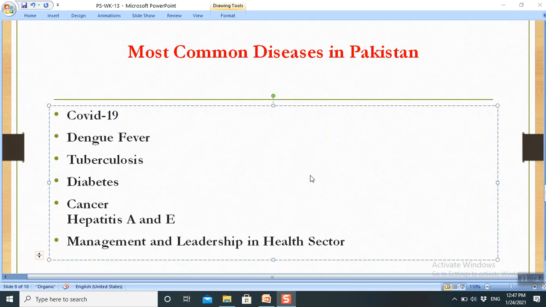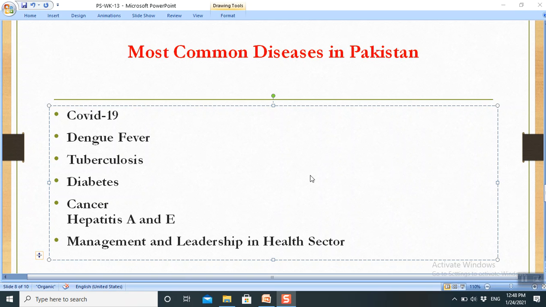Well, Pakistan, according to WHO, World Health Organization, is ranked 122 among the 119 countries of the world in terms of the health standards, which is not much appreciable. The health standard should be there.